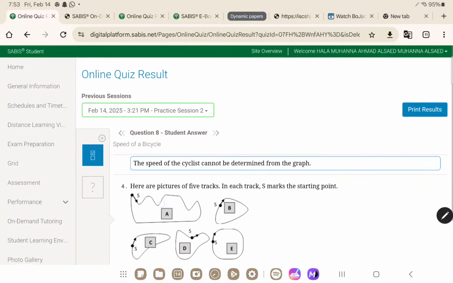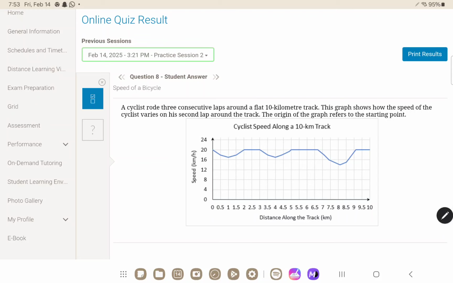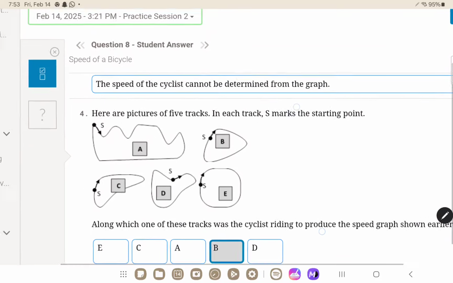Now we need to look at your question or your graph. How many straight lines do you have? 1, 2, 3. You had 3 parts where he was riding on a straight line. What does that tell you about the shape? It has 3 sides. Technically, not really 3 sides. It doesn't have to be angular, but it has 3 straight lines.